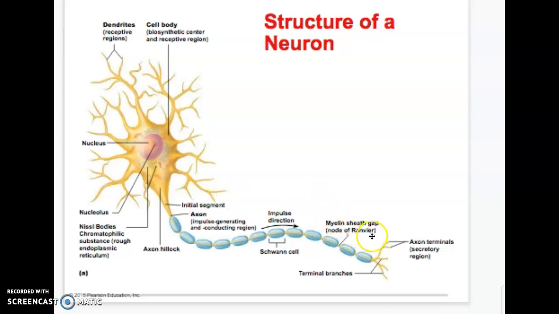And the last structure that I need to talk about is down here, these axon terminals. At the very, very end, the axon branches to these axon terminals. And the axon terminals are going to synapse with another neuron or a muscle or a gland.